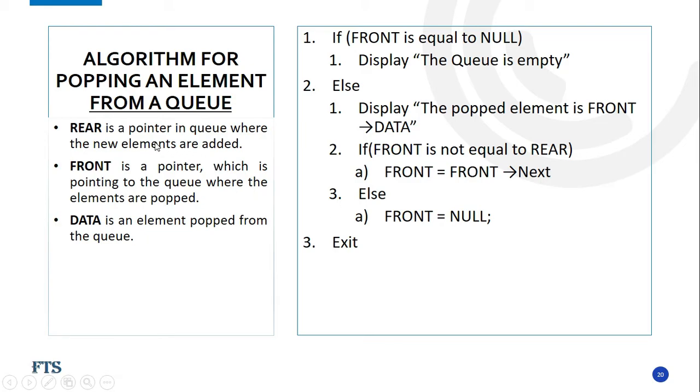To perform pop, we need an algorithm. First we have to check whether front is equal to null or not. This checks whether the queue is empty or not. If it is equal to null, it means the queue is empty. Therefore, display this and then exit. Else, display the popped element, front data. If front is not equal to rear, front should be equal to front next. Else, front should be equal to null. If front is equal to rear, it means there was only one element. Therefore, front should be equal to null. Then exit.